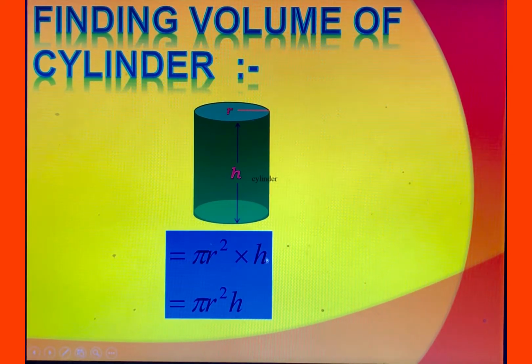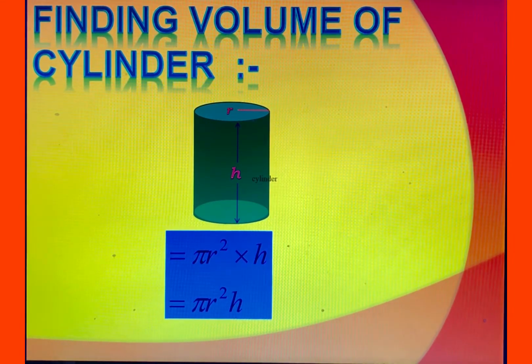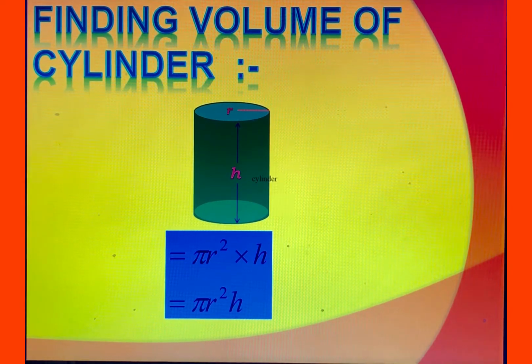So if we multiply both, then we will get the volume of the cylinder, that is pi r square h. So the second way we can say that the volume of the cylinder is base area into height. Again note this point, the volume of the cylinder is base area into height, and the unit of volume is cubic units.